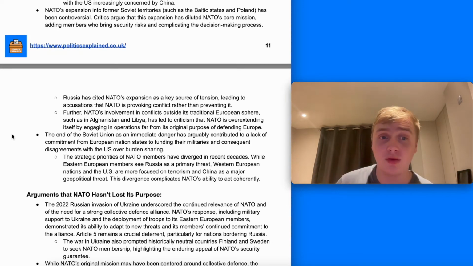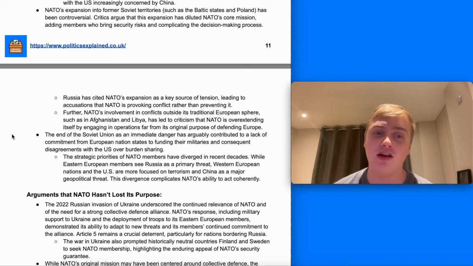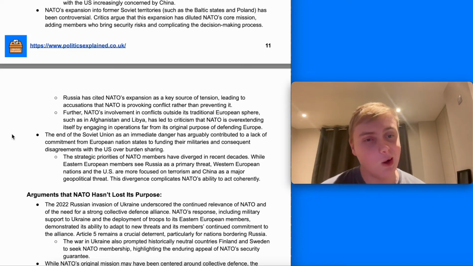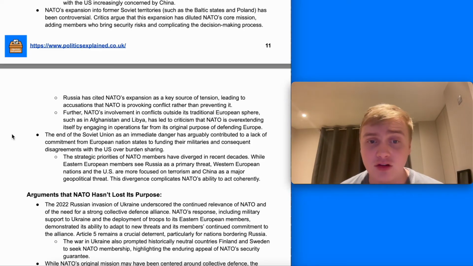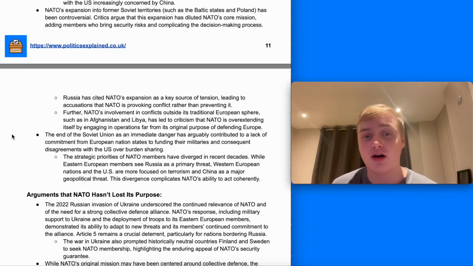Critics argue that it's diluted NATO's core mission, adding members who bring security risks and complicating decision-making processes. And Russia also has cited this expansion of NATO in the early 2000s as a key source of tension, leading to accusations that NATO is actually provoking conflicts rather than preventing them. Further, and crucially I think to this argument, NATO's involvement in conflicts outside its traditional European sphere, such as Afghanistan and Libya, has led to criticism that it's overextending itself by engaging in operations far from its original purpose and central aim of defending Europe.